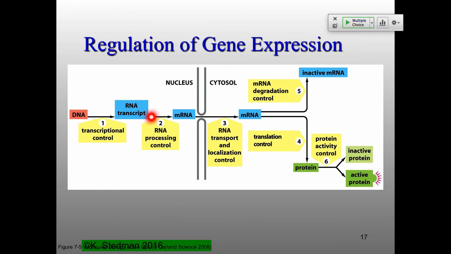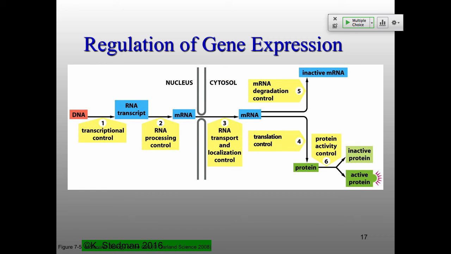However, once you've turned on that gene, then you can have different kinds of processing. And we talked about alternative splicing before. That can give you a slightly different protein. Turns out to be really important for different cell types, and we'll talk about some of the modifications that happen there. RNA transport and localization. Turns out this is really critical for development.